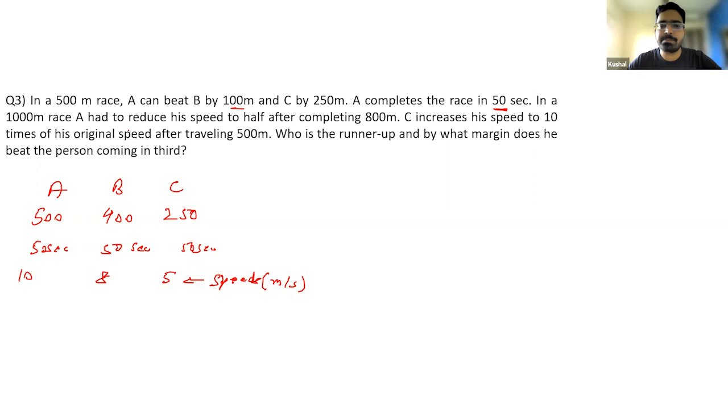Let's go further. Now they're talking about a 1,000-meter race. A had to reduce his speed to half after completing 800 meters. Now they're saying A is doing it in two parts, first 800 meters and then 200 meters. Then what is the time taken by A to travel this 800 meters? 800 divided by 10, that should be 80 seconds. Simple. 800 divided by 10, because that was the original speed, right? 80 seconds.